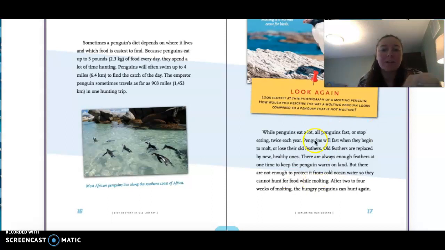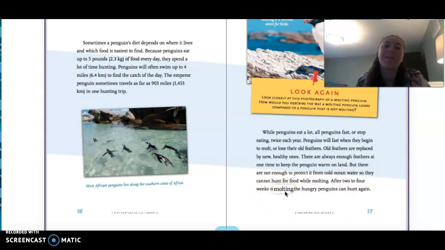But according to this, penguins molt multiple times in their life. Old feathers are replaced by new healthy ones. There are always enough feathers at one time to keep the penguin warm on land, but there are not enough to protect from cold ocean water, so they cannot hunt for food while molting. After 2 to 4 weeks of molting, the hungry penguins can hunt again.